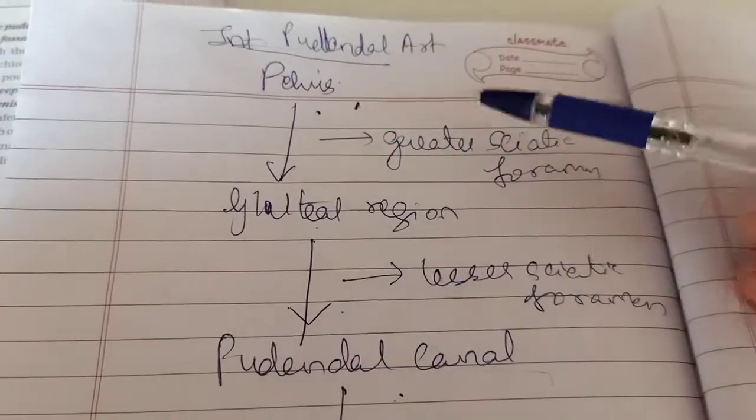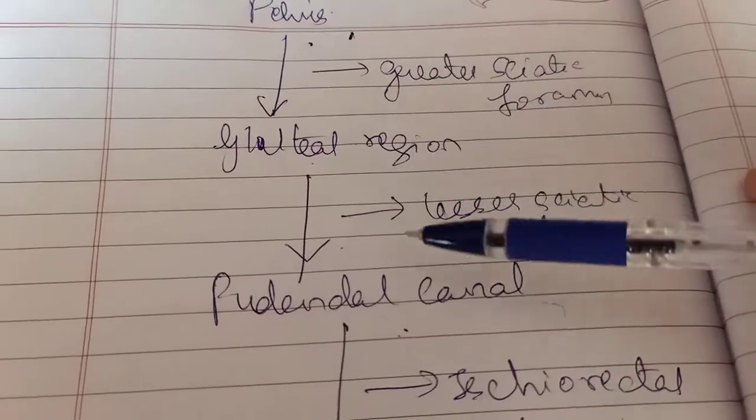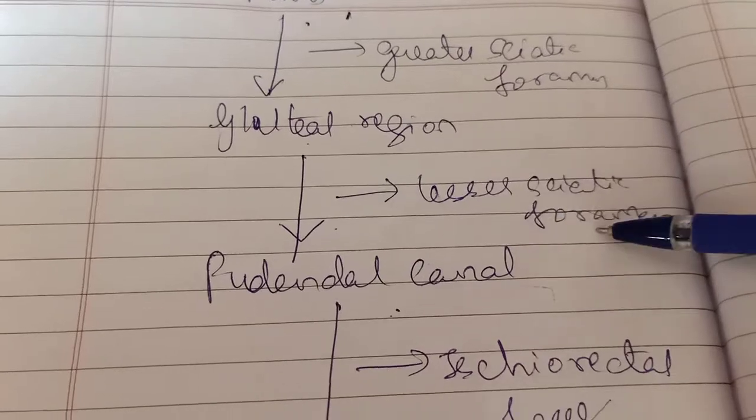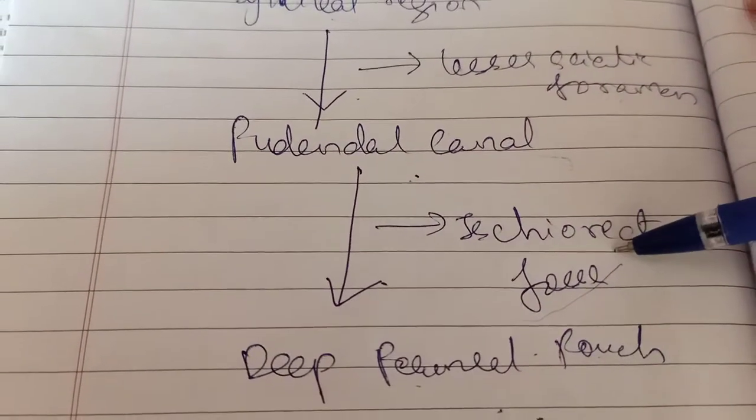Just remember this: from the pelvis to the gluteal region via the greater sciatic foramen. From the gluteal region to the pudendal canal via the lesser sciatic foramen. And from the pudendal canal to the deep perineal pouch via the ischiorectal fossa.